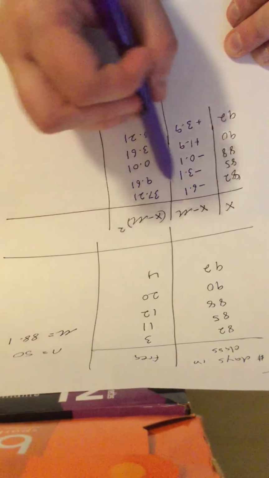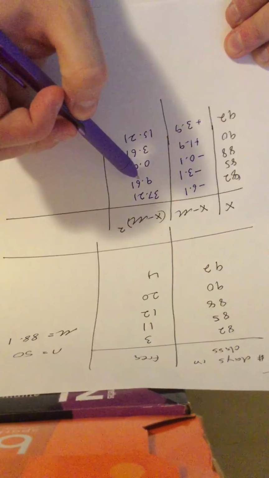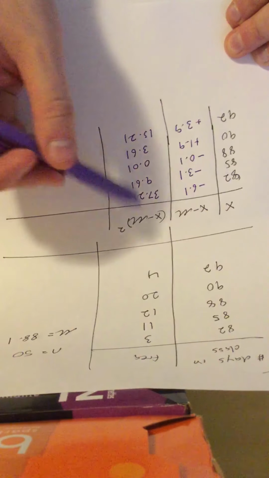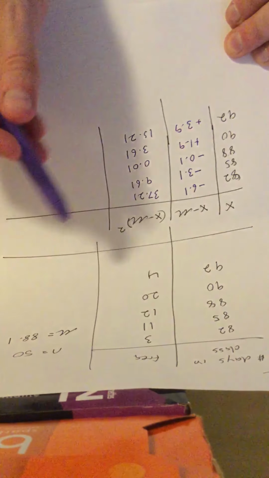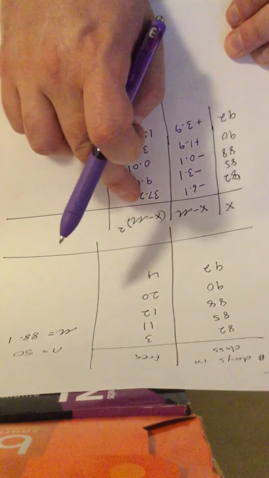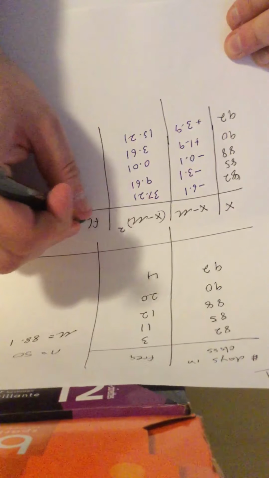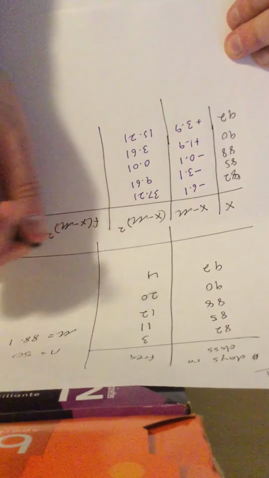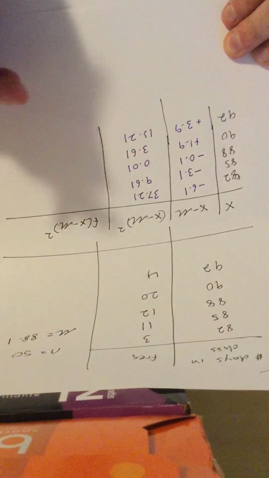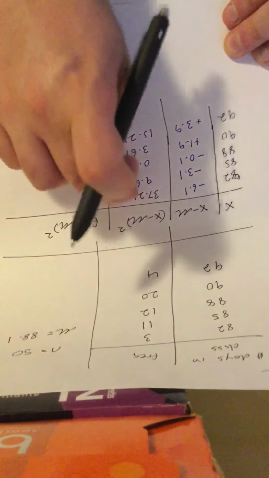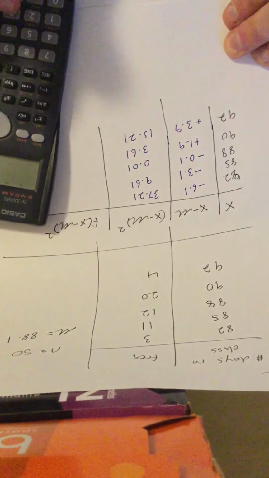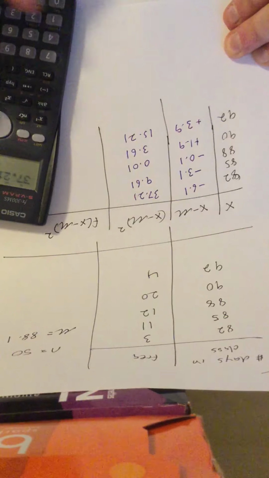Now, what's going to happen though is we had this 82 3 times, and we had this 85 11 times, and we had this 9.61 deviation 11 times. We had this deviation that many times. So we're going to take this deviation and multiply it by the frequency. So that's going to be 37.21 times 3.